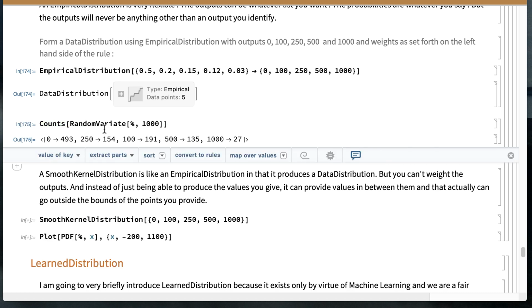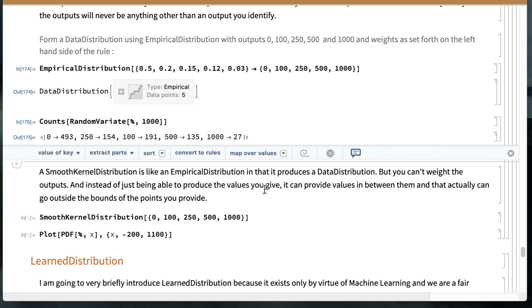And it's roughly what we thought originally. I said about 50% are zeros, and that's about 50%. But these are random draws, and so it's not going to exactly reproduce those probabilities. In some sense, that's the whole point.